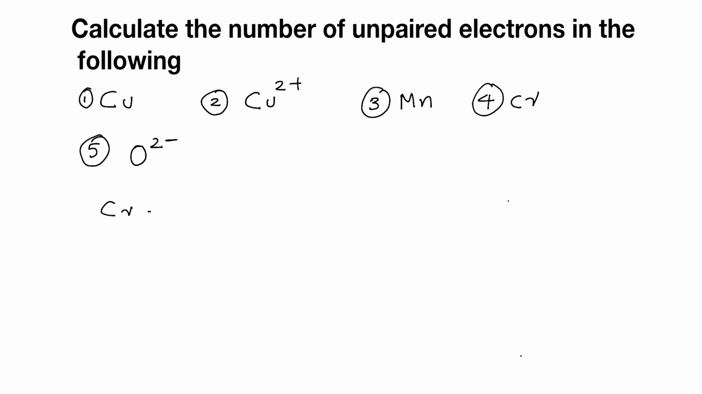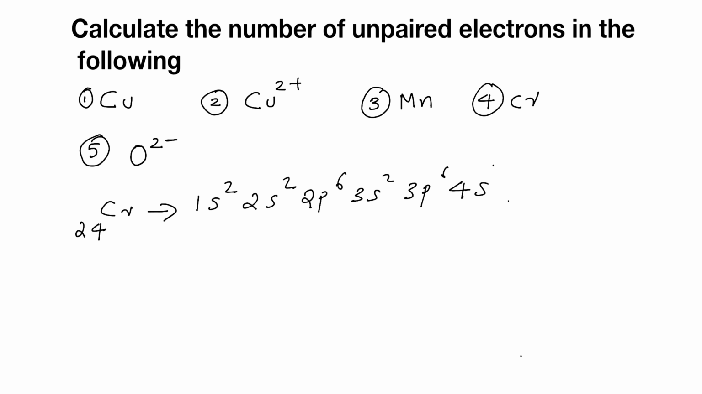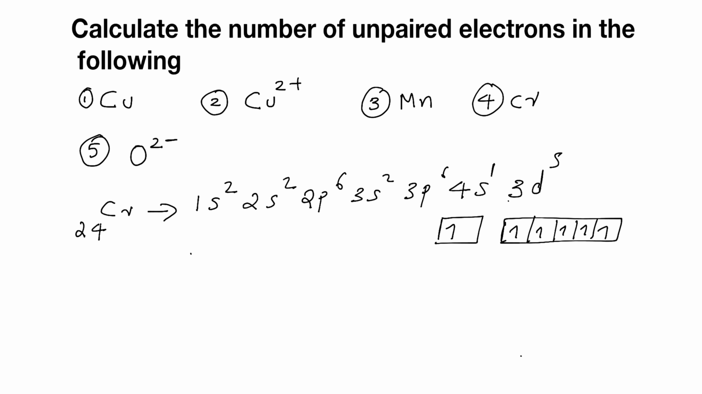Chromium, right? What is the configuration? See, 1s2, 2s2. You remember the atomic number, right? 24. 2p6, 3s2, then 3p6. Special configuration, so 4s1 and 3d5. Now it's very clear 4s is half filled and 3d is also half filled. Right, 1, 2, 3, 4, 5. What is the number of unpaired electrons? Number of unpaired electrons is equal to 1 plus 5, it is 6. Now what is the last one?